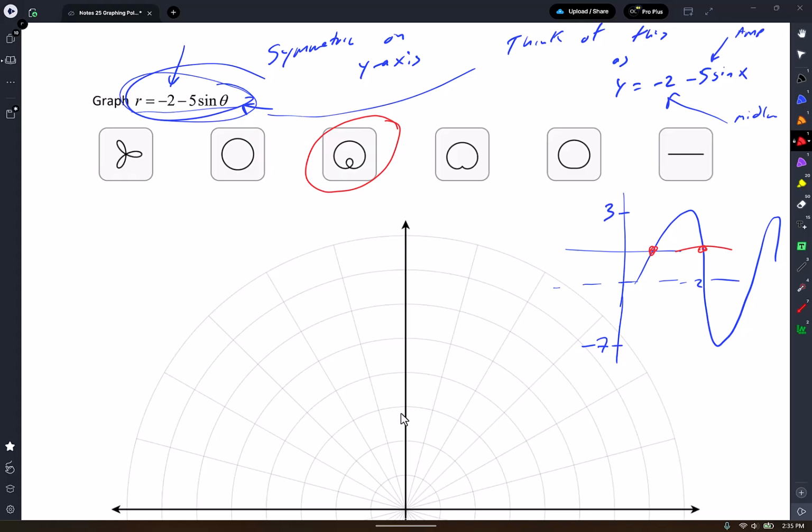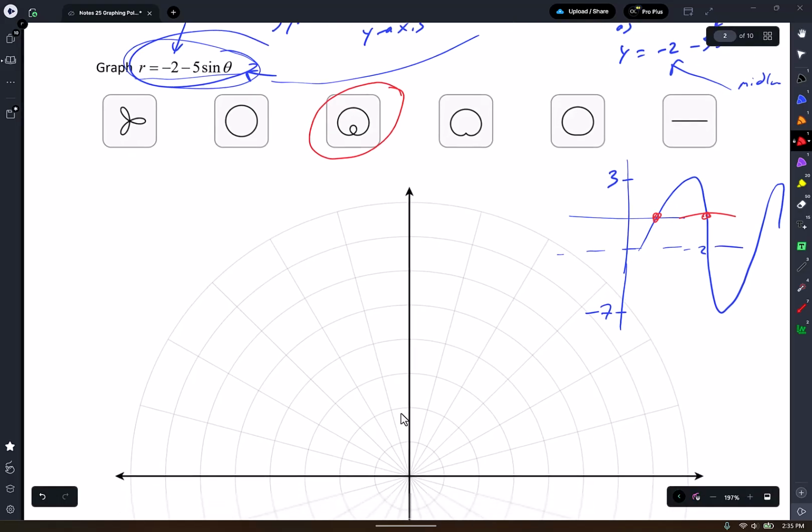I don't understand. What's going on? I'm going to go slow. Should we just plot some points so you guys can see what's going on?